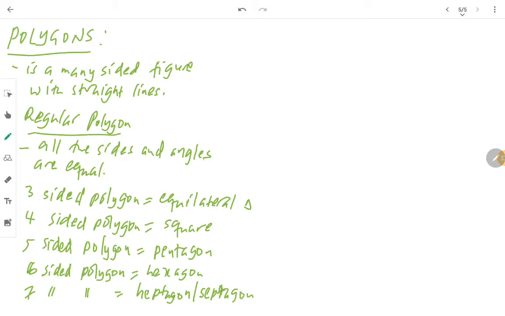Then the eight-sided is an octagon. So I'll just go up to 12 because those are the most likely used. Nine-sided is a nonagon. Then 10-sided is a decagon.